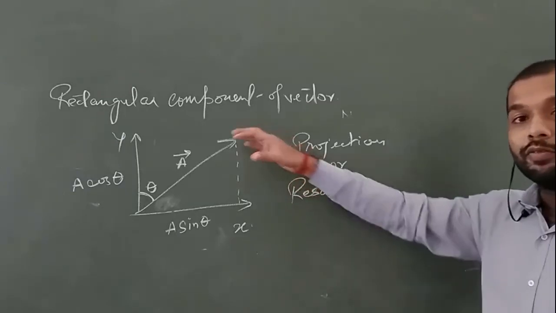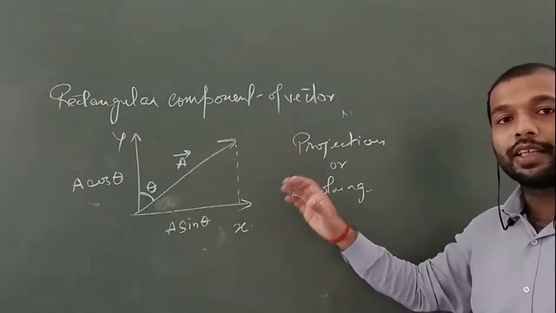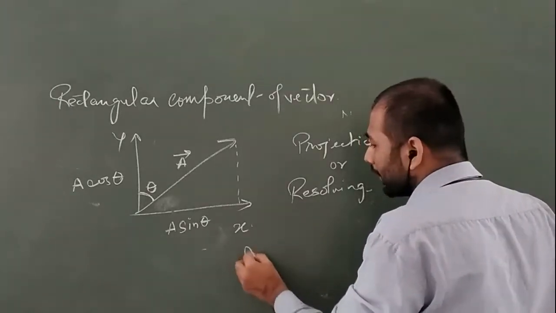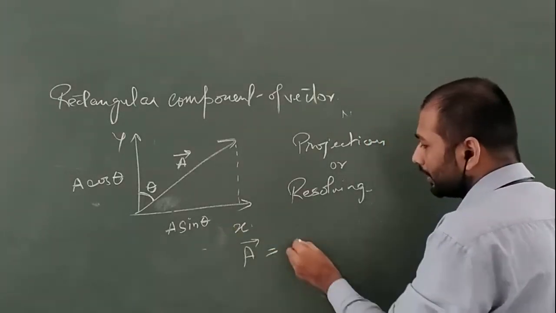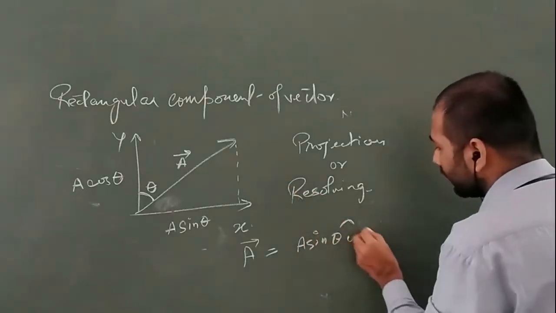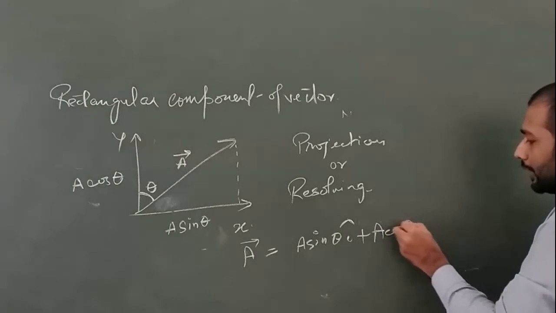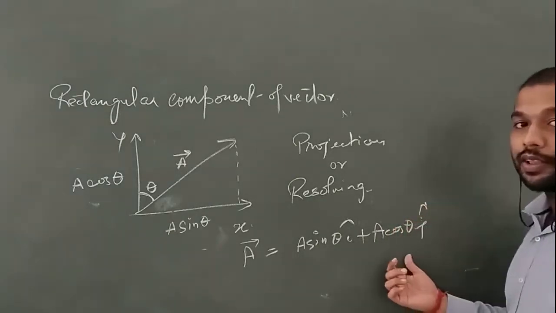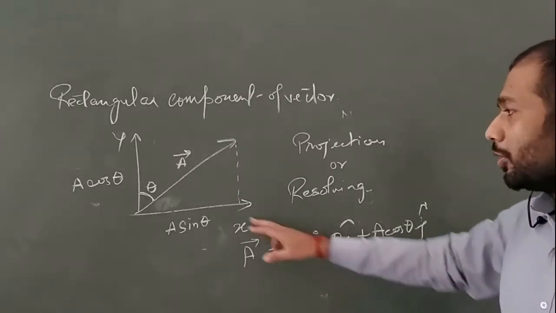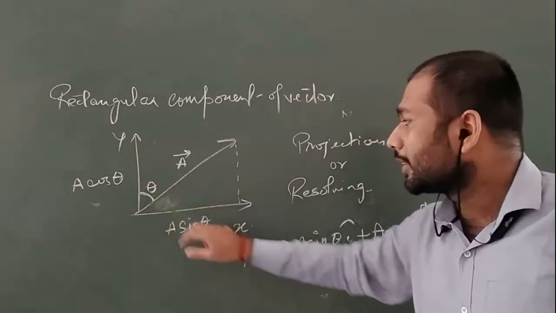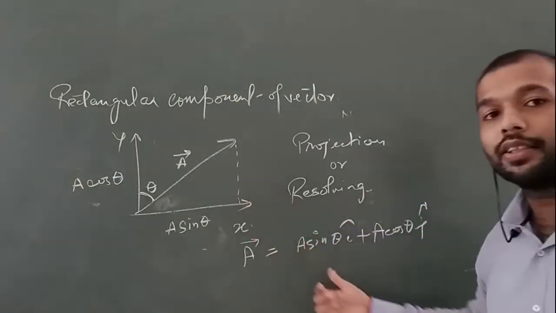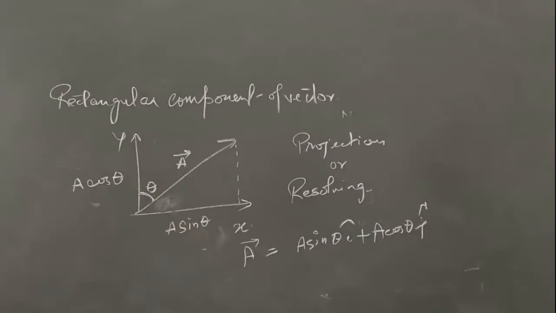But here, with the change of these values, our rectangular component will also be changed. Okay, so what will my rectangular component become? I can write A as A sin theta i cap, and here A cos theta j cap. So now if you compare the values with the last example, the values have changed. Okay, so it always depends on that theta, on what angle is attached to the axis, and in that way you will write the rectangular components.